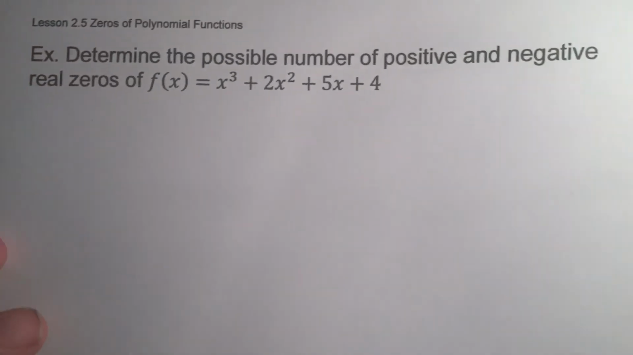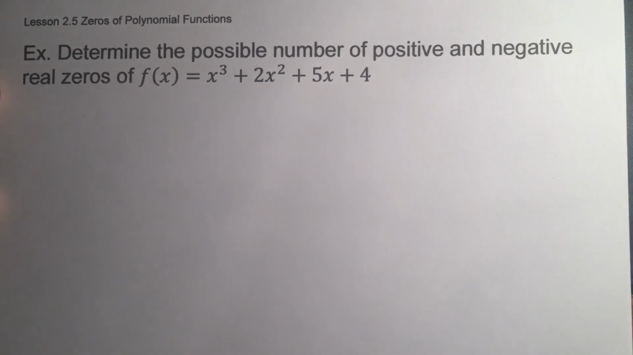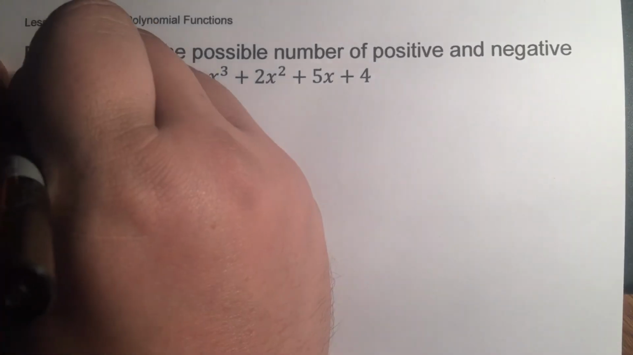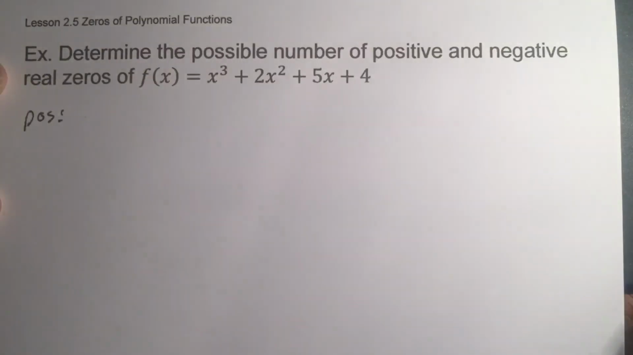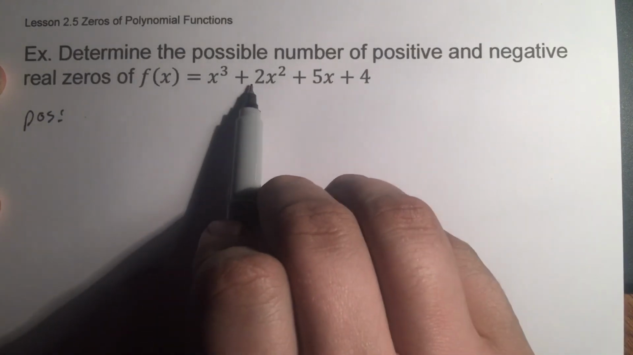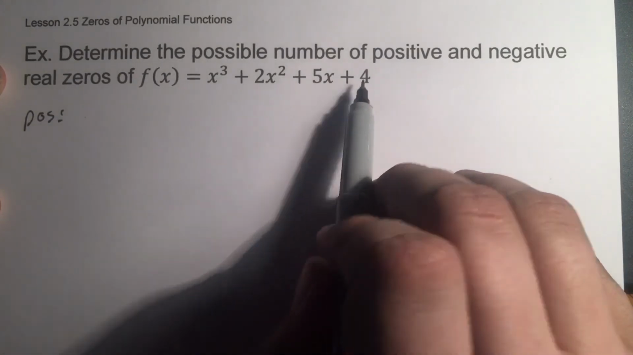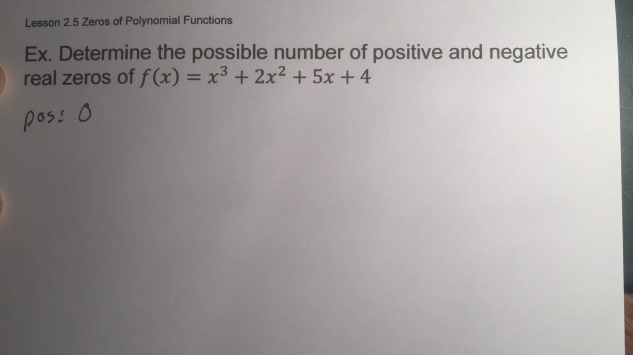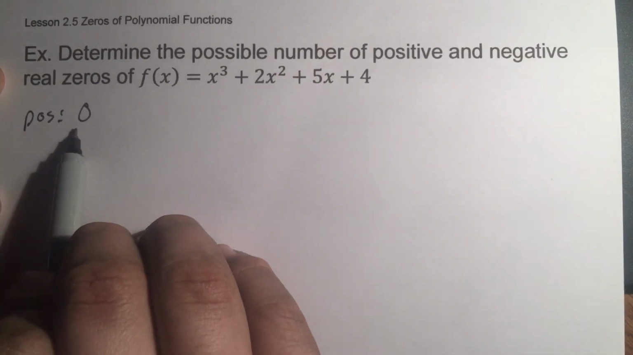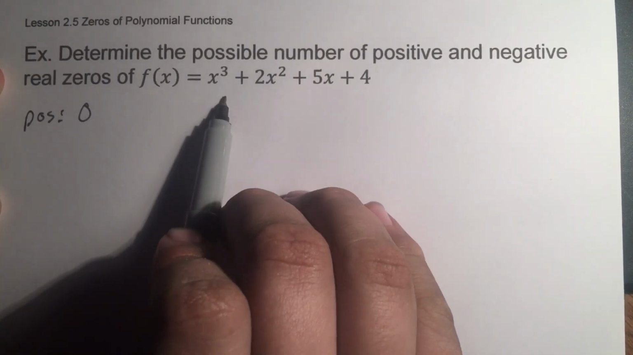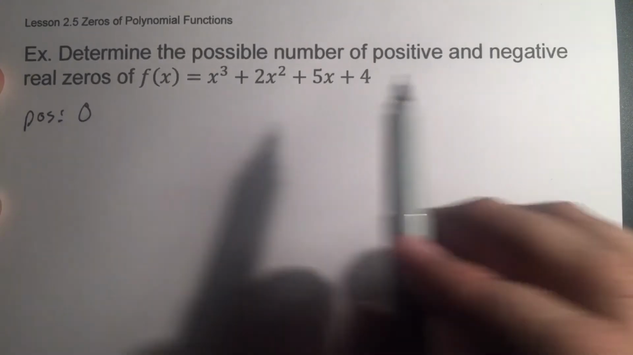So one more here where we're going to determine the possible number of positive and negative real zeros. So positive, we're positive, positive, positive, positive, positive, positive. So there's going to be no sign changes. That right there is going to tell you when we're looking at what's possible, none of them are going to be positive.